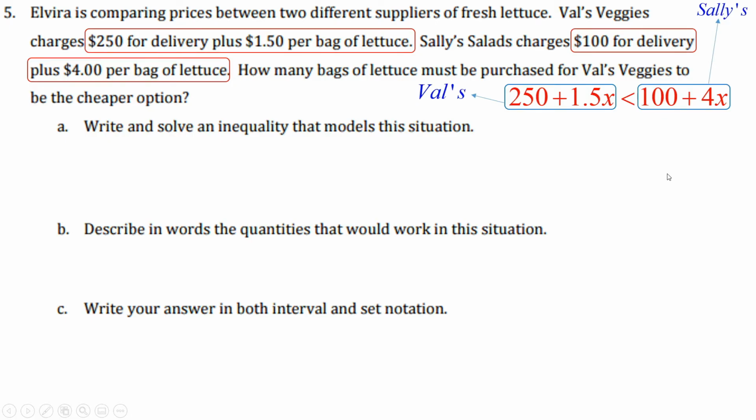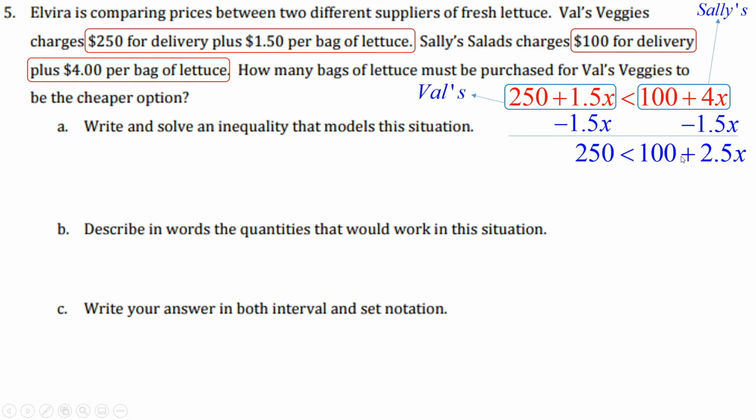Let's solve this now for x. So notice I have x's on the left and the right. Let's get the x's on the same side. So how about we subtract 1.5x from both sides of this inequality? Less than. So that's 250 plus 1.5x minus 1.5x is 250. And on the right I have 100 plus, what is 4x minus 1.5x? Well, wouldn't that be 2.5x? There you go.